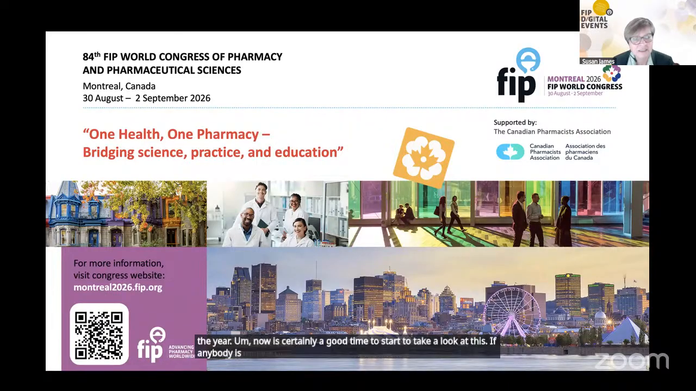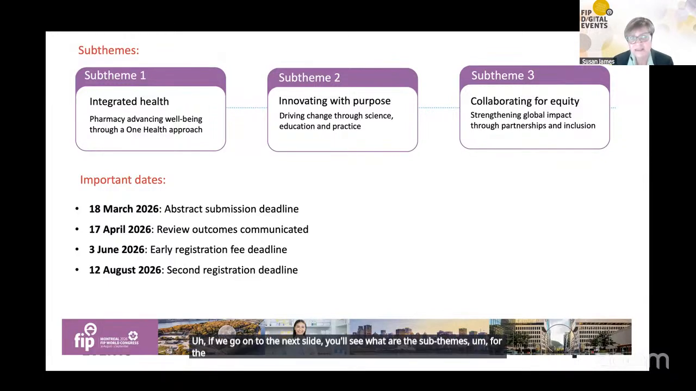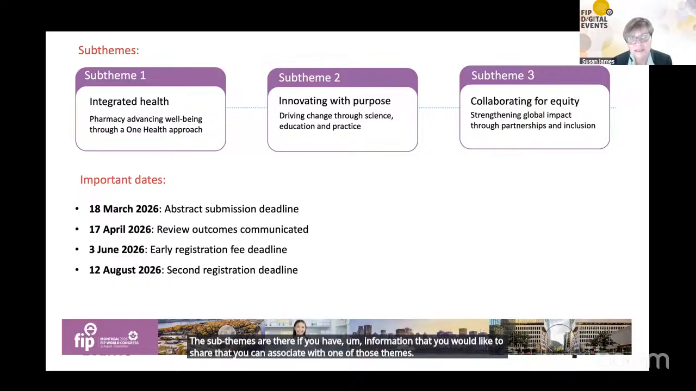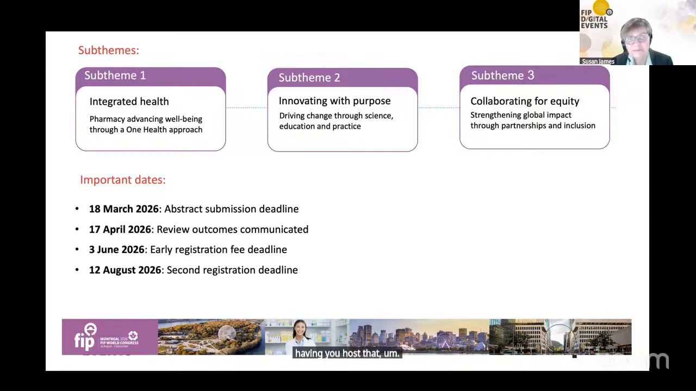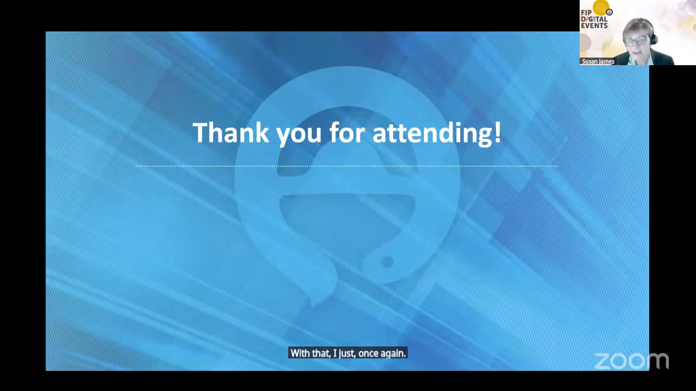If anybody is interested in participating with a poster, perhaps, if we go on to the next slide, you'll see what are the sub-themes for the Congress and some of the dates. I will just also encourage that we accept poster presentations for the pharmacy technician section of this Congress. And so I would encourage folks to take a look at this. The sub-themes are there. If you have information that you would like to share that you can associate with one of those themes, you see the deadlines there, and we would look forward to having you host that poster at the Congress next year.